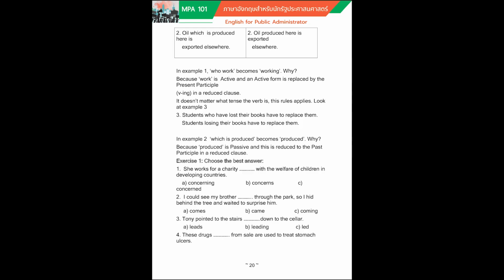Number 3. Tony pointed to the stairs leading down to the cellar. Cellar, what is it, students? Cellar means underground. In France and Europe they kept wine or alcohol there for it to become stronger. They have big drums under the ground and they save the wine and the whiskey, all for it to become like high alcohol percent. Cellar. Number 4. These drugs. Okay, again, number 4 should be C. Withdrawn from sale are used to treat the summer ulcer.